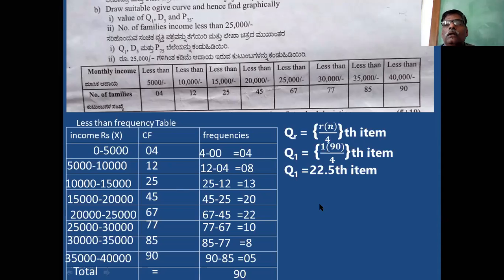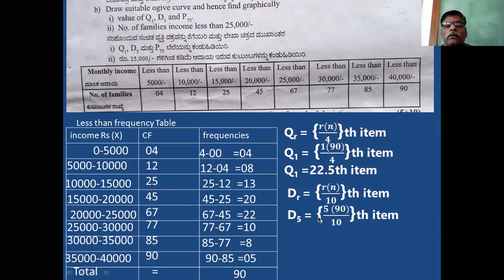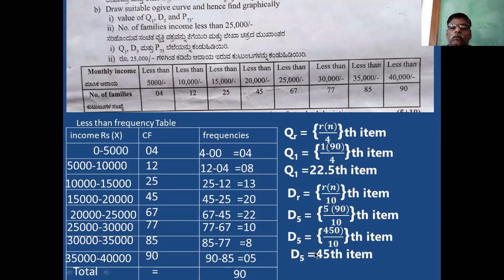Next is D5. Decile 5 means the fifth decile. I'll write the decile equation: Dr is equal to r into N divided by 10, the item. D5 is equal to 5 into 90 divided by 10, is equal to 450 divided by 10, is equal to the 45th item.